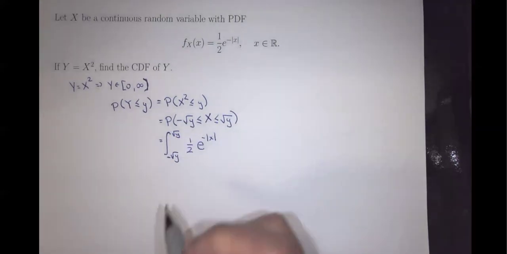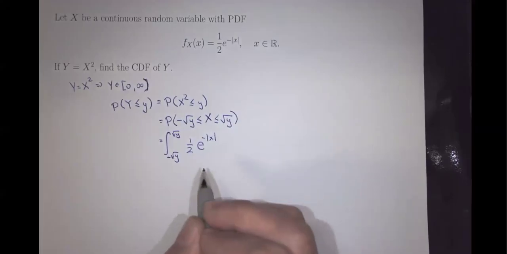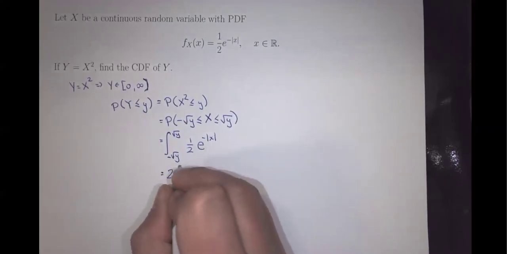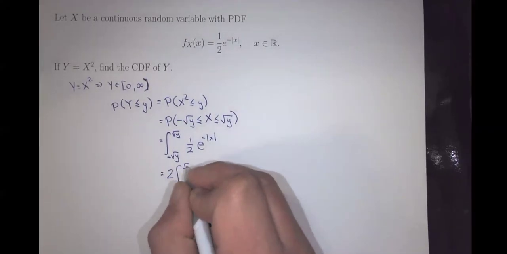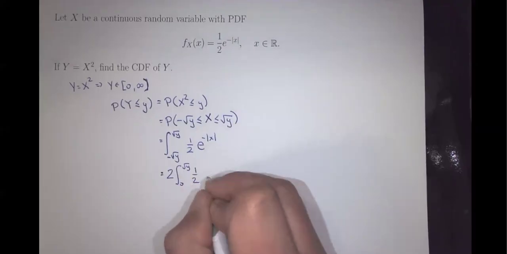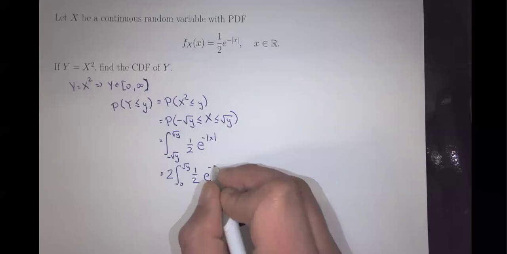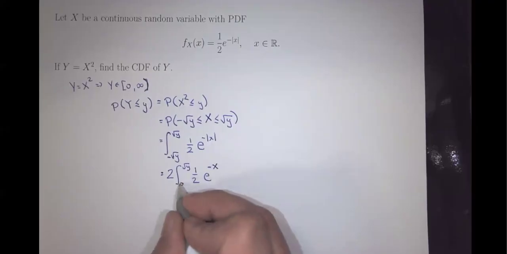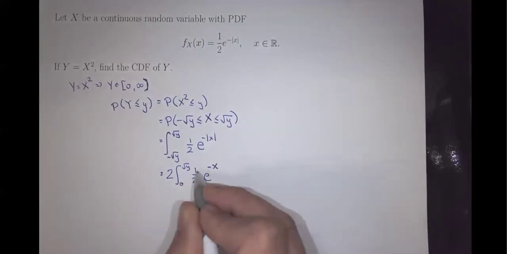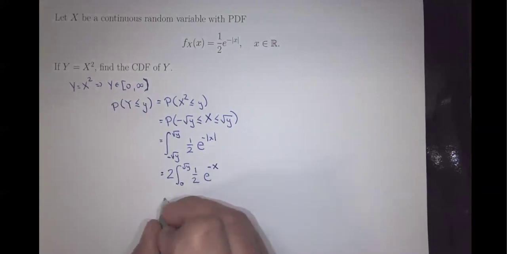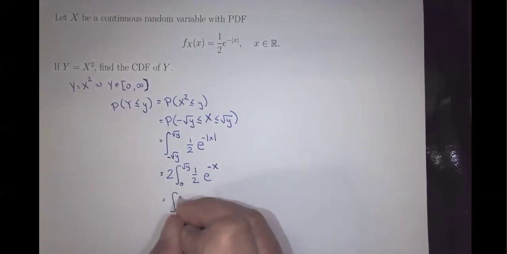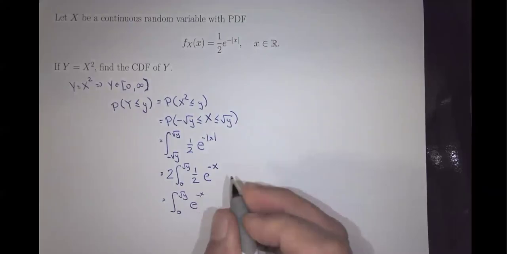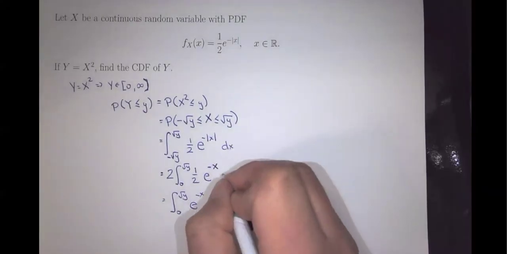Now we've got symmetry here and symmetry here. So this is twice the integral from 0 to root y of 1/2 e to the negative x. So this gets rid of that absolute value sign because we're dealing only now in positive numbers. The 2 and the 1/2 will cancel. So we've got the integral from 0 to root y of e to the negative x. And I probably should have been writing dx's here the whole time.